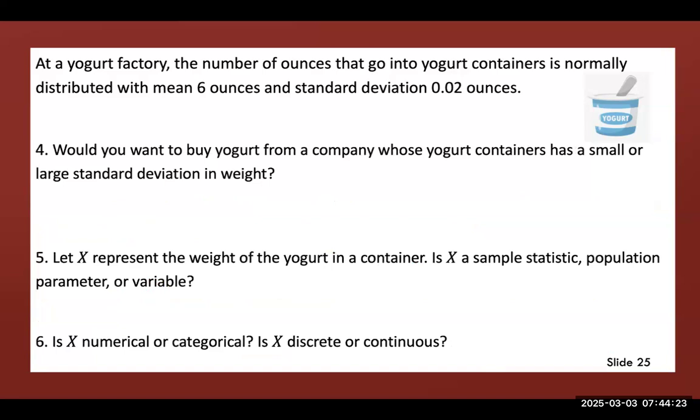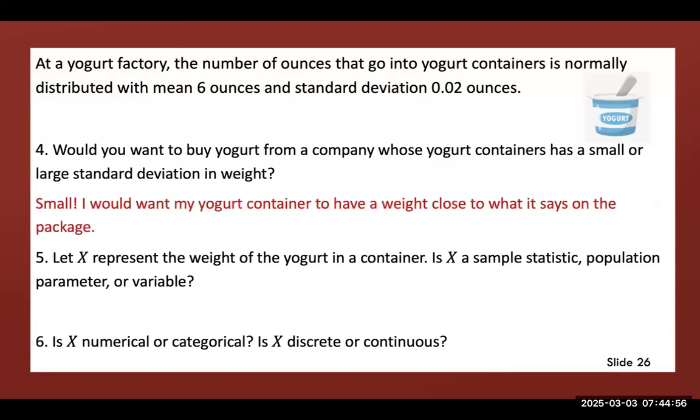Would you want to buy yogurt from a company whose yogurt containers have a small or large standard deviation in weight? Remember that standard deviation tells us how far the data is distributed from the mean. You would want to buy yogurt where the weight is consistent. You wouldn't want a package of yogurt that sometimes weighs a lot less than 6 ounces and sometimes a lot more than 6 ounces. You'd want your yogurt to be the same weight every time, very consistent. That would mean we want a small standard deviation in weight.